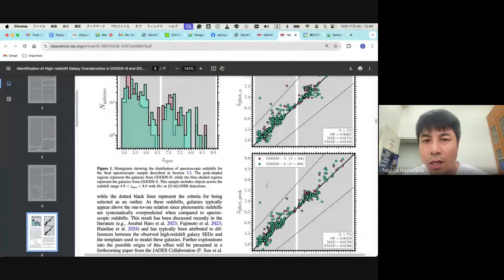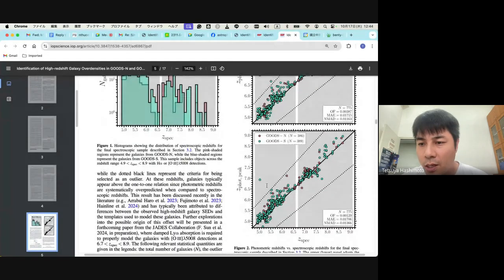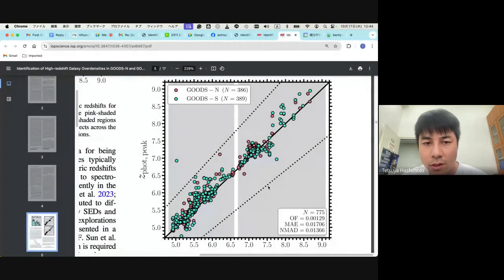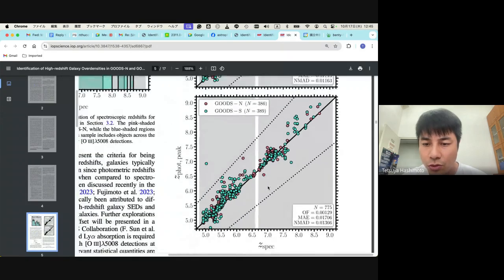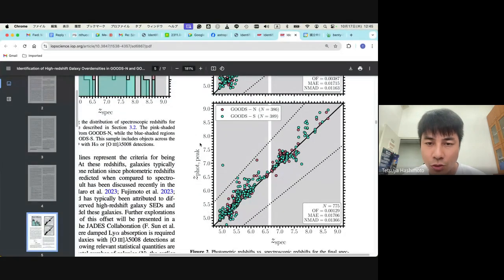And then maybe I can go to this figure. For the majority of the sample, they have photometric redshift, which is shown in the vertical line. And then they can select the sample which has both photometric redshift and spectroscopic redshift. So they are checking how accurate the photometric redshift is. So this is photometric redshift as a function of spectroscopic redshift. And basically, it looks okay. They are aligned on the one-to-one relation. So therefore, let's say their photo-z is okay.